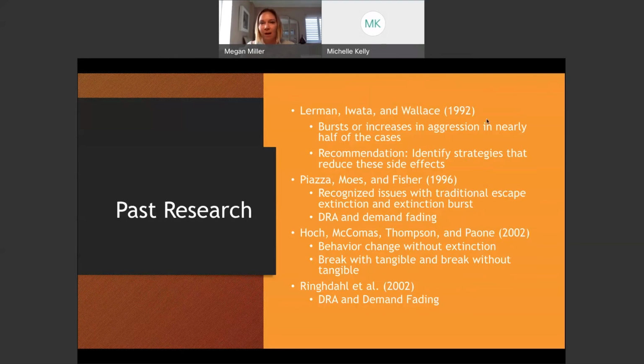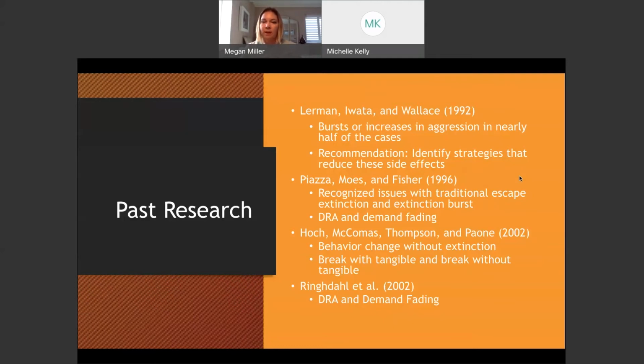So Lerman, Awada, and Wallace in 92 showed that bursts or increases in aggression occurred in nearly half of the cases that involved extinction. And they recommended identifying strategies to reduce these side effects, to include potentially not using extinction. Piazza, Mose, and Fisher in 96 recognized issues with traditional escape extinction and the extinction burst, and they showed that differential reinforcement of alternative responding and demand fading could be used without needing extinction.